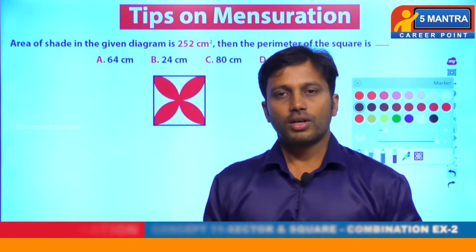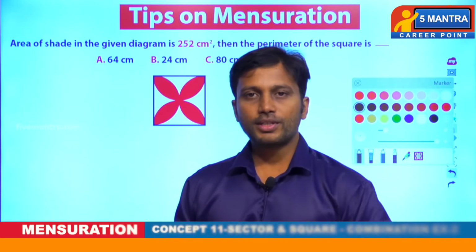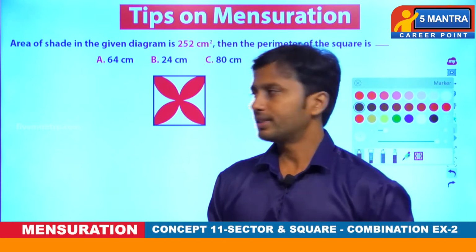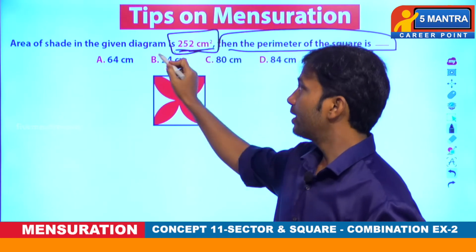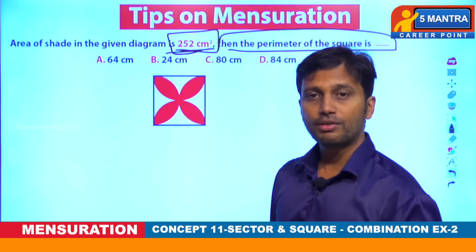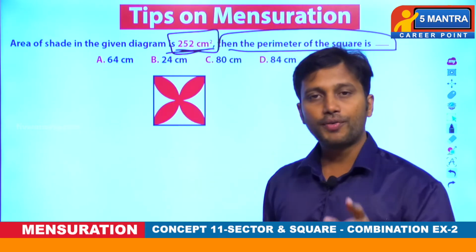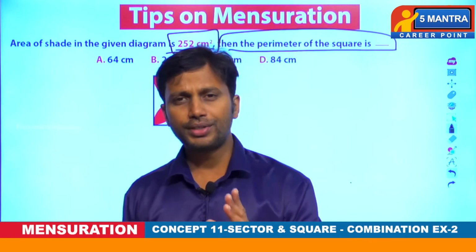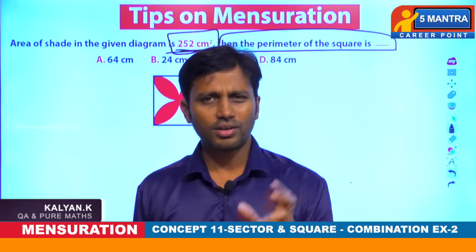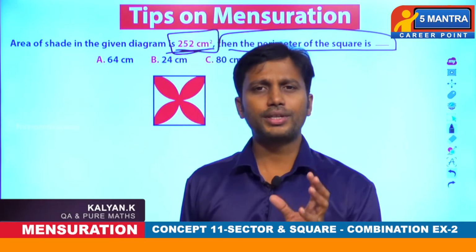Now, let us do one more problem on the same pattern. What is it? Just see. What is given? The area of the shade is given, and you need to find out the perimeter of the square. If you want to find the perimeter of a square, what do you need? You need its side, or not? So we need to get the side.